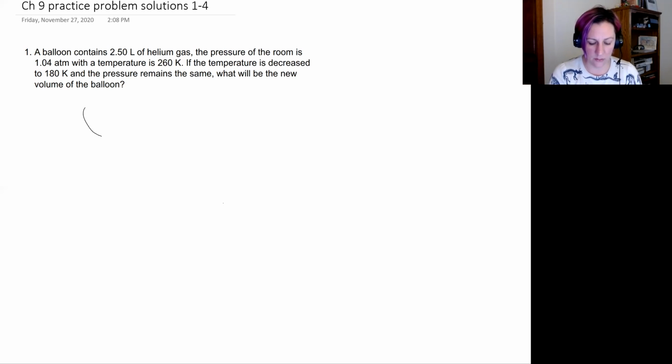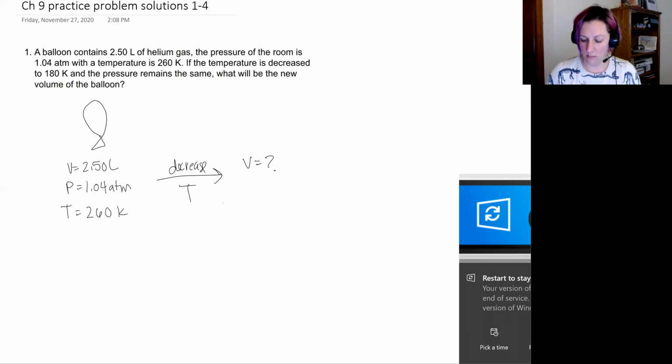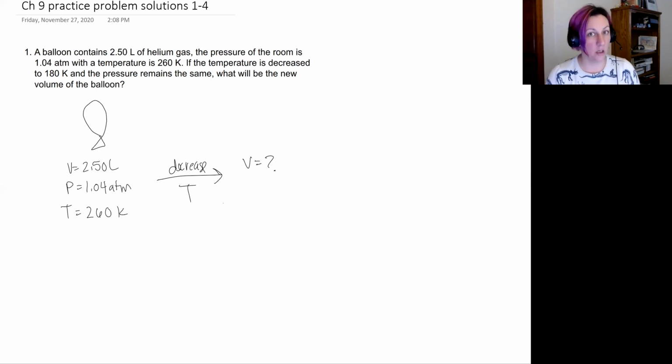So we have a balloon, and it's at a volume of 2.50 liters. It has a pressure equal to 1.04 atmospheres, and it's at a temperature of 260 Kelvin. Now, a change is going to occur. Temperature is going to decrease, and we're going to need to calculate our new volume. So we don't know the new volume. We know that the pressure is going to remain constant and be 1.04 atmospheres, and that our temperature is dropping all the way down to 180 Kelvin. And so we need to calculate the volume.